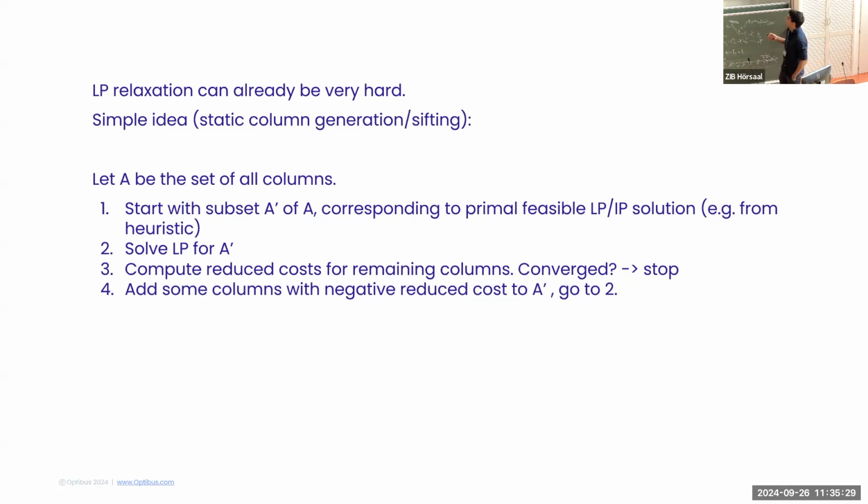If not, we do something similar to the primal simplex: we add some columns with negative reduced cost to A prime. So it's very similar to primal simplex, just that here you can add a lot of columns instead of just one. It looks kind of too easy to work, but there are actually cases where this kind of approach works. CPLEX, for example, has sifting, which is similar to that. Okay, in our case, it doesn't work.